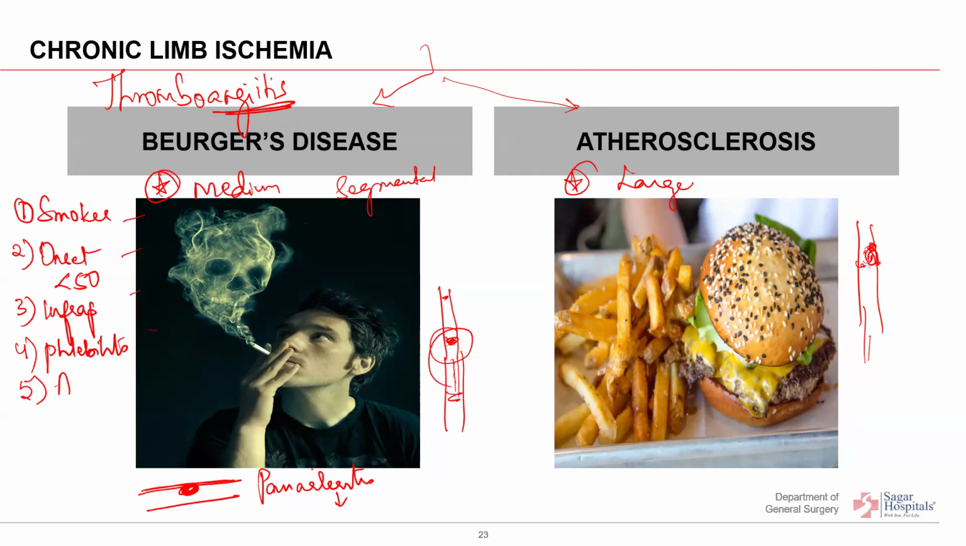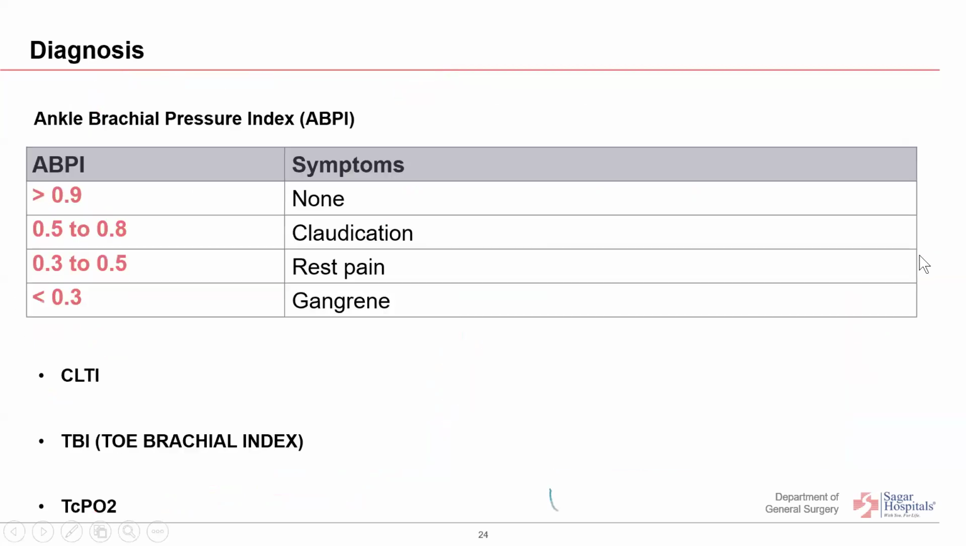And in this particular disease, only the intima is involved, compared to TAO, where it is a panarteritis. And here the collaterals that are formed are good. Whereas in TAO, since it is segmental, the collateral formation is less, whereas in atherosclerosis, there is good collateral formation. So this is in short about Burgess and atherosclerosis.